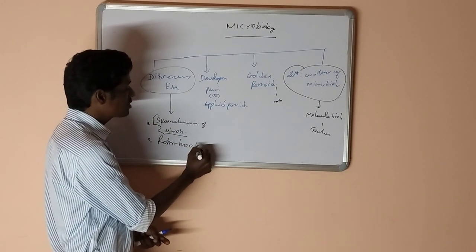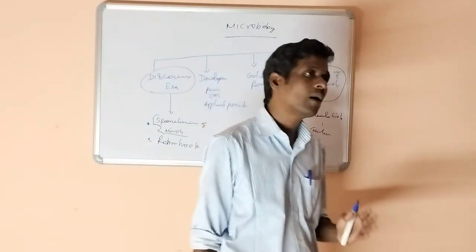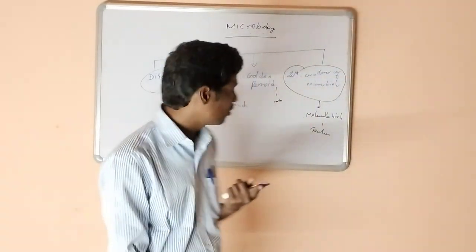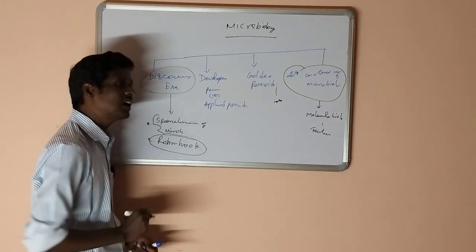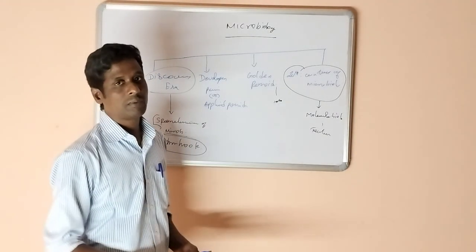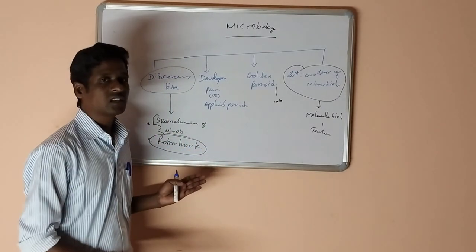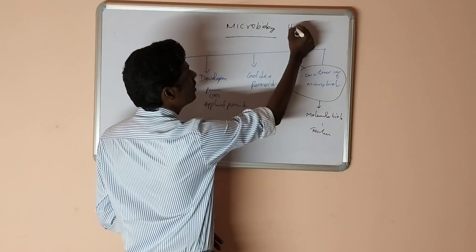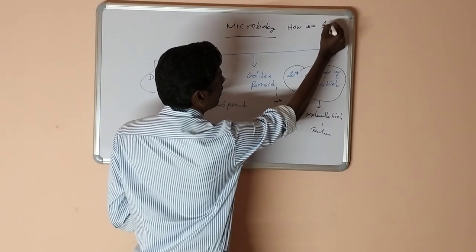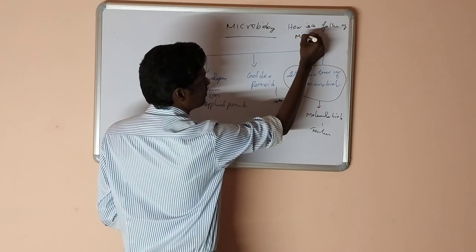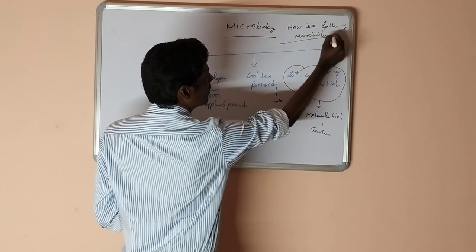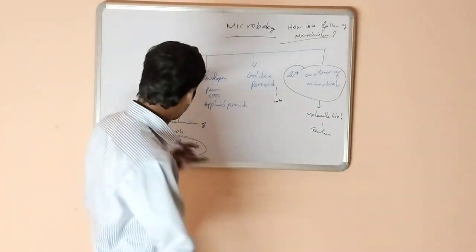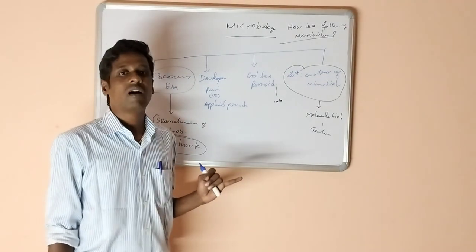Another point: some books say that Robert Hooke is the father of bacteriology and of microbiology. But some medical textbooks say that Louis Pasteur is the father of microbiology. We have a confusion about who is the father of microbiology. So please comment: who is really the father of microbiology, Robert Hooke or Louis Pasteur?